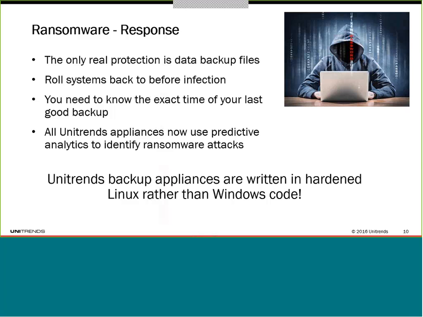Thirdly, all Unitrends appliances will automatically detect ransomware-induced file changes. Ransomware infects a file, and with our predictive analytics software that's included in all of our appliances, we can identify the footprint and look for high levels of change in the same file between backups, and then we'll alert the administrator that these files are being encrypted. And also we can tell you the exact time of your last backup. You need to know that because that's the point at which you will recover. And so we can show you that.